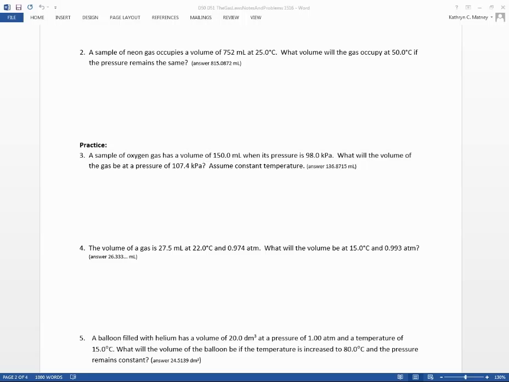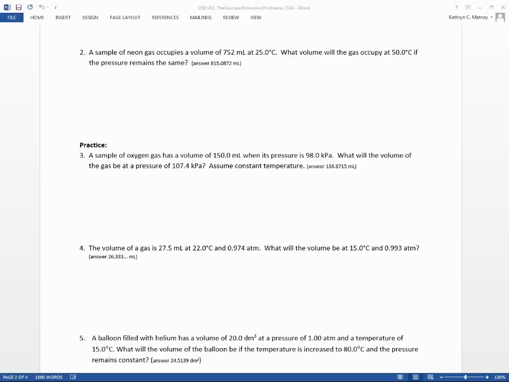Now, before we look at what the formula looks like again, follow my yellow brick road. Let's write down over here what we're given. We are given a V1 of 752 mLs. We're given a T1 of 25.0 degrees Celsius. What must I always do, Andrew, with my temperatures? Convert it into Kelvin. Paul, you with me? Thomas, you with me? How do I convert into Kelvin? What do I have to add?